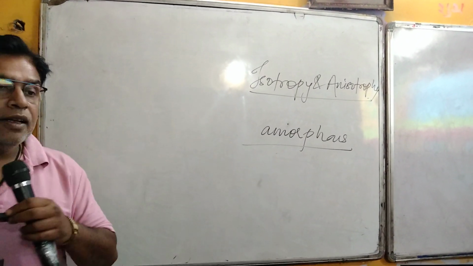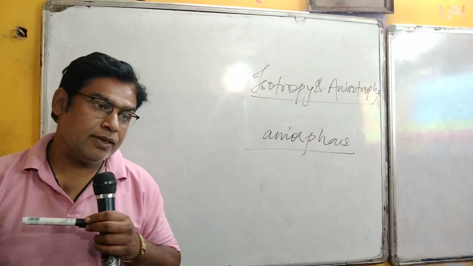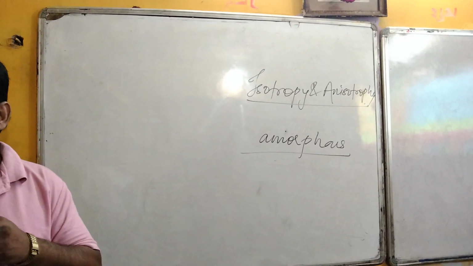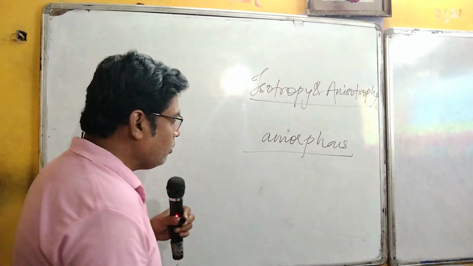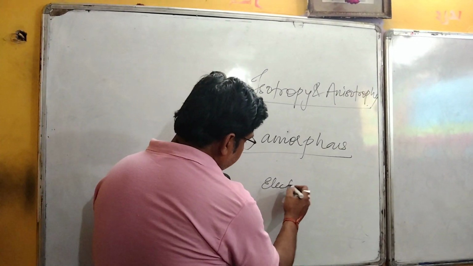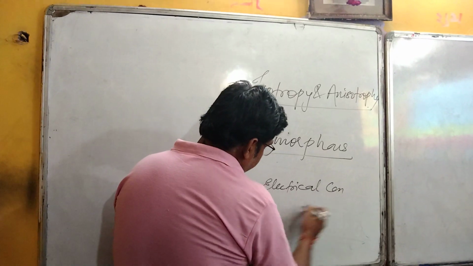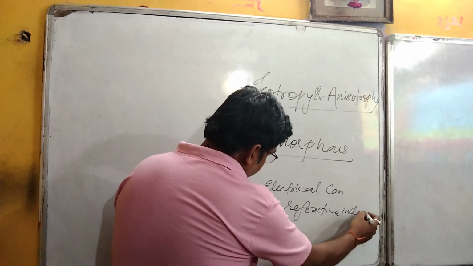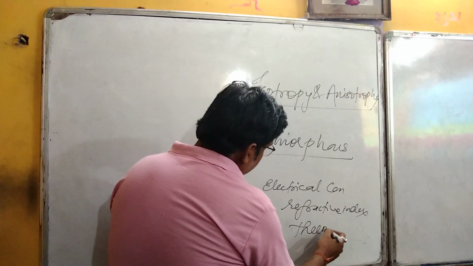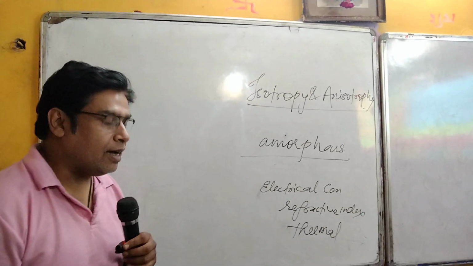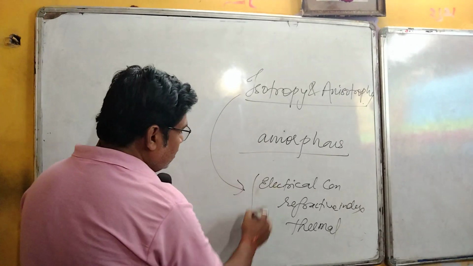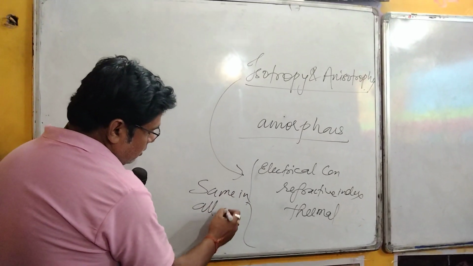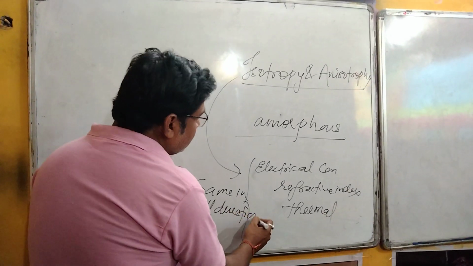Whereas on the other hand, in case of crystalline substances, all the properties I mentioned, which ones? Electrical conductivity, refractive index, and thermal expansion. Clear? As I told you, in isotropic substances these three things will be the same in all directions.